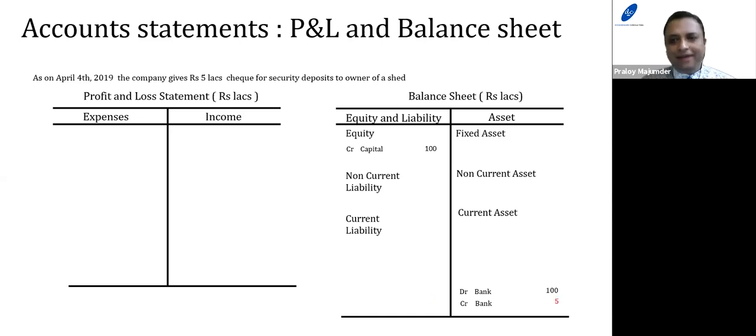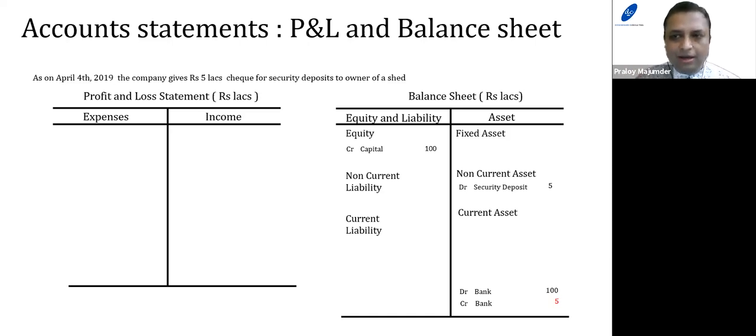I'm putting it in red because on the asset side, if something comes as credit, it would be deducted from the debit balance. Now the second entry would be debit balance sheet asset security deposit 5. Why is it security deposit? Because here the money is given on account of security and would be realized after 1 year. It is expected that when the company gives the security deposit for the shed, it would be using it for beyond 1 year. So debit balance sheet asset, non-current asset, security deposit 5.